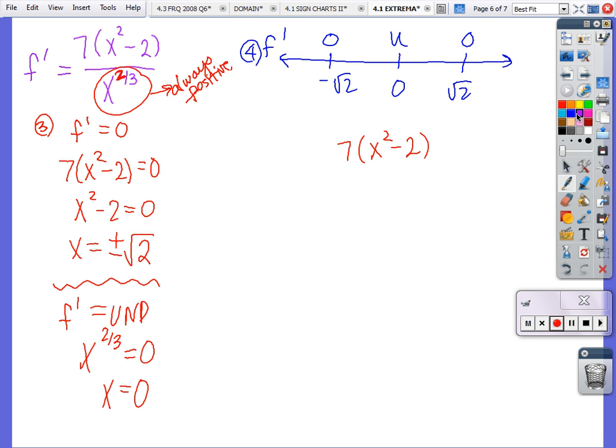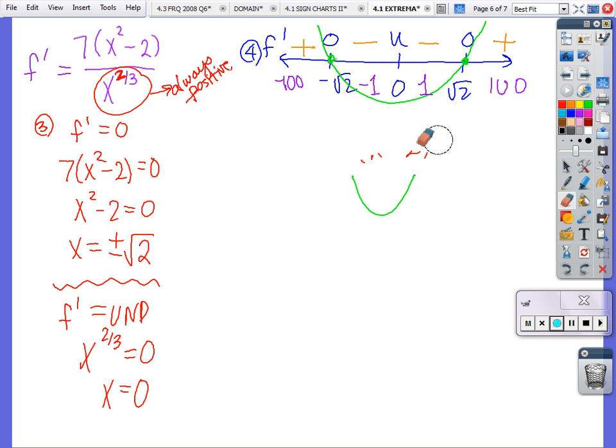Now I'm going to do the sign chart in a really easy way. We know what this graph looks like. It's a parabola facing up, with zeros at negative root 2 and positive root 2. So I'm going to draw that in green, and then you can see the signs would be positive, negative, negative, positive. If you don't know that, you would use a number 1 here, you would use negative 1 here, you would use something like a negative 100 and a positive 100. There's your sign chart. Now, looking at the sign chart, I'm going to move this out of the way.